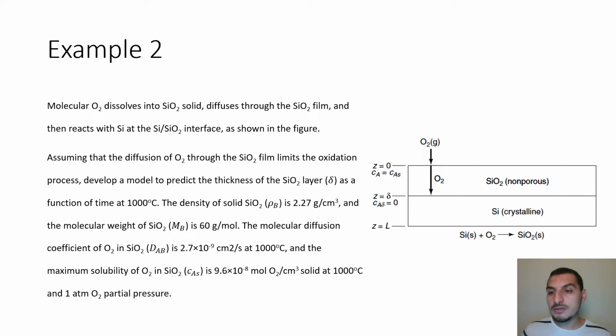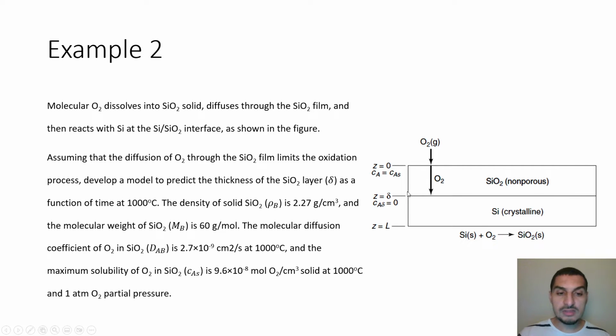Hello everybody. We are solving an example about pseudo-steady-state molecular diffusion, and this example is about the diffusion of oxygen in silicon oxide. We have a reaction that takes place between oxygen and silicon: silicon plus oxygen produces silicon dioxide, and this silicon dioxide is formed on the surface of the silicon.